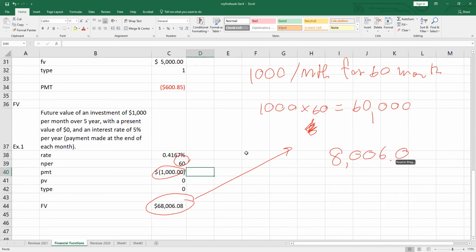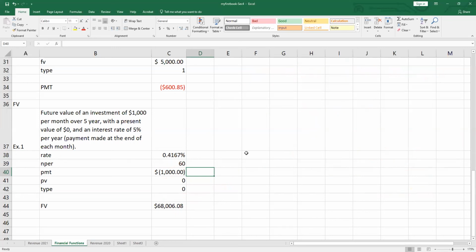So that means in this case the $8,006 and 8 cents here is your interest that you will receive, because the original payment you pay is just 60,000 only, as we pay equally for 60 months. So the $8,006 and 8 cents is your interest. Okay, this is the interesting number that you should know.